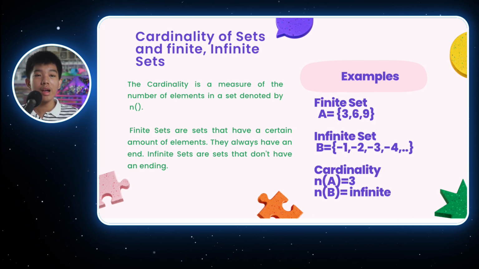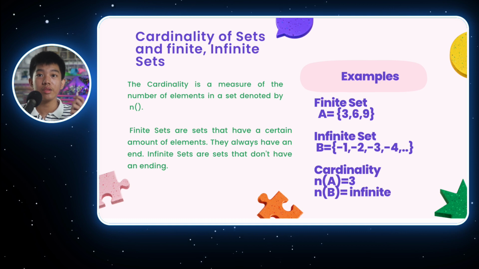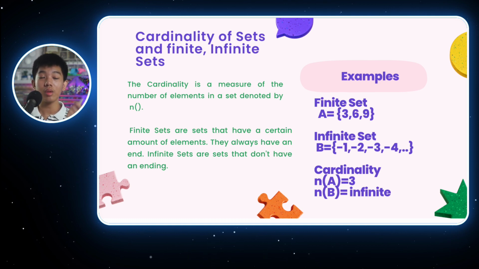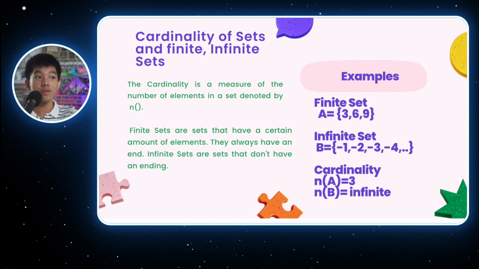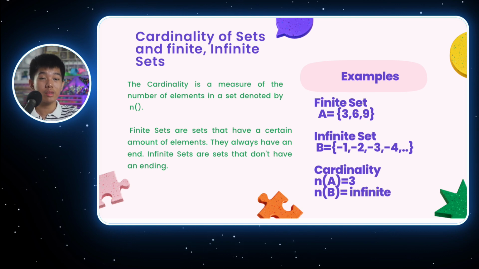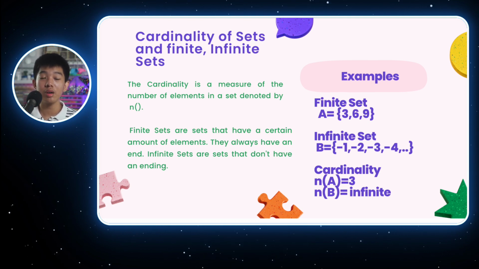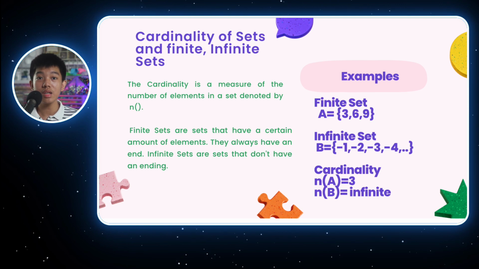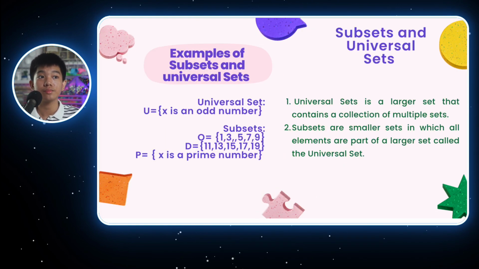For example, A is a finite set because it only has a set number of elements, while B is an infinite set because it has an infinite amount of numbers that never ends. And then underneath the infinite sets is cardinality, as it shows you how many elements are in those sets. A has 3, B has infinite.